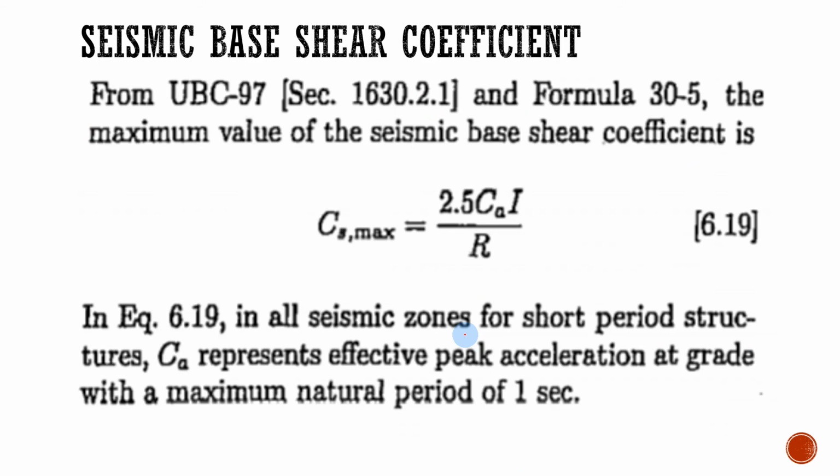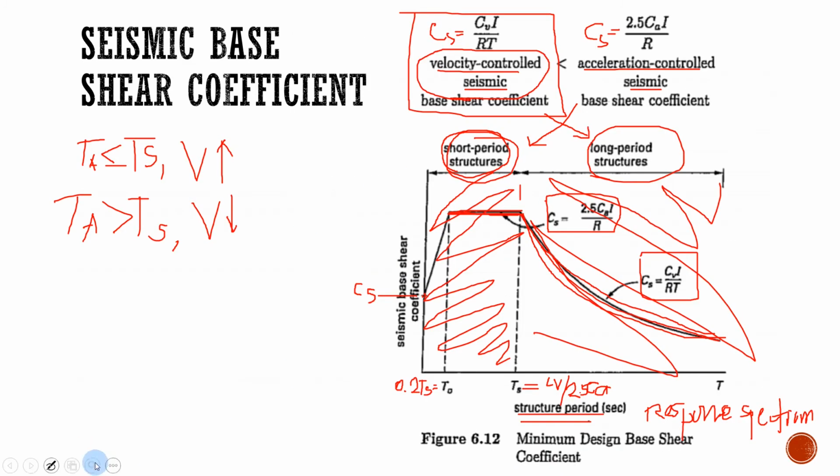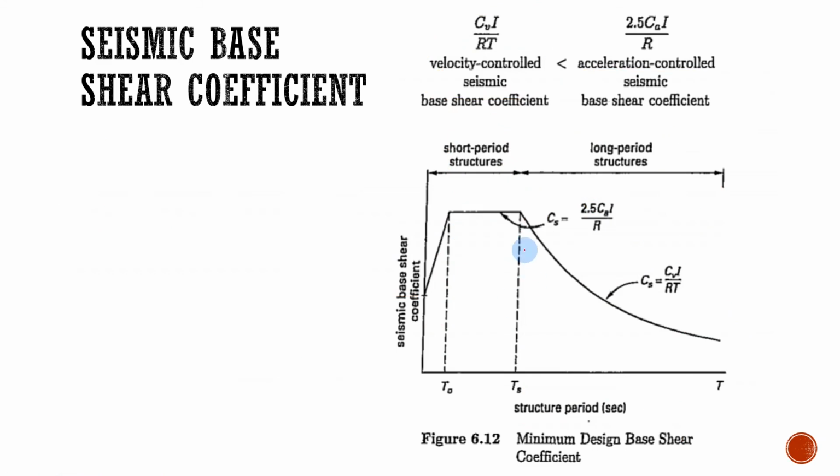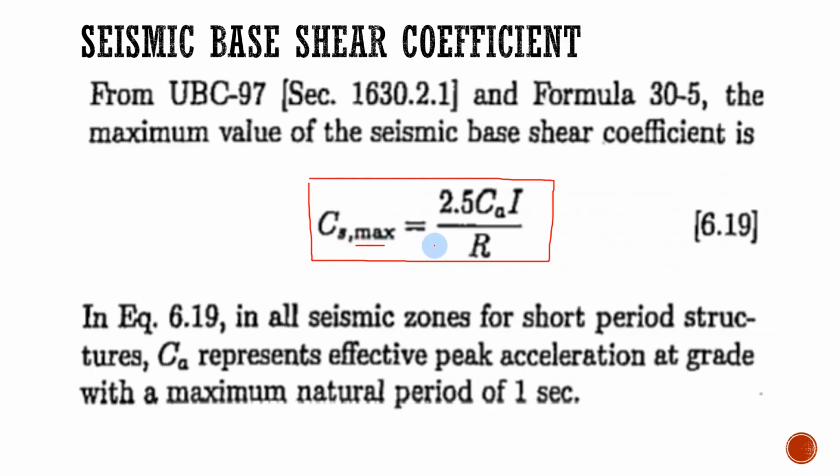So, the seismic base shear coefficient. From UBC 97, the maximum value of the seismic base shear coefficient is given by this. We use this first, guys. It corresponds to the maximum, the peak of your response spectrum, so it is automatically considered as the max. Okay, maximum, CS max.